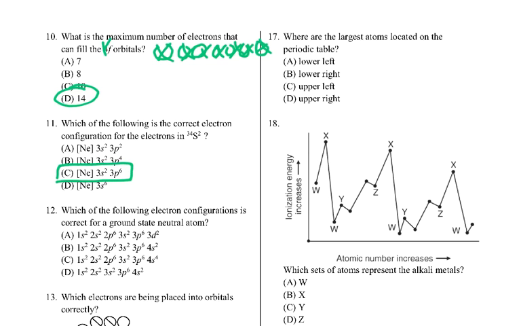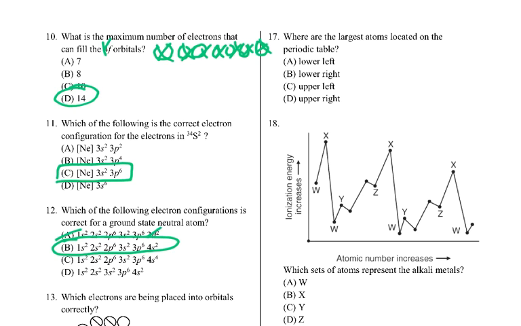Same as argon. Number 12, which of the following electron configurations is correct for a ground state neutral atom? So now we have to go through and see who is filling these up correctly. So first one, 1s2, 2s2, 2p6, 3s2, 3p6, 4s2. Okay, it should have gone to 4s2, so that is not the answer. 1s2, 2s2, 2p6, 3s2, 3p6, 4s2. That sounds good. I think that is the answer.